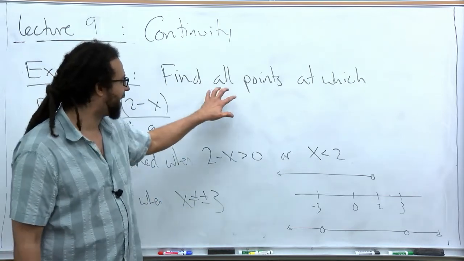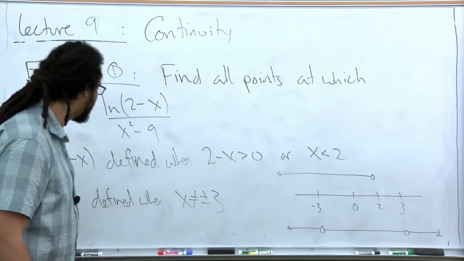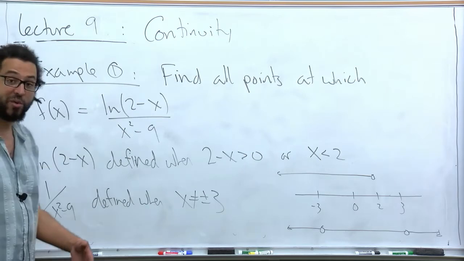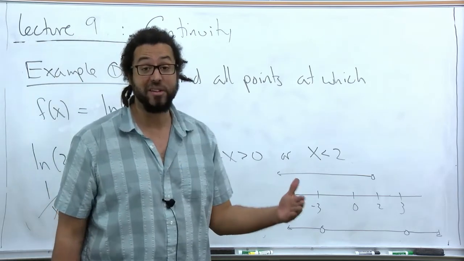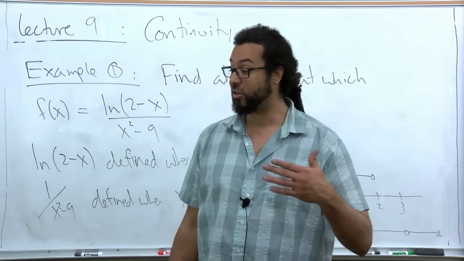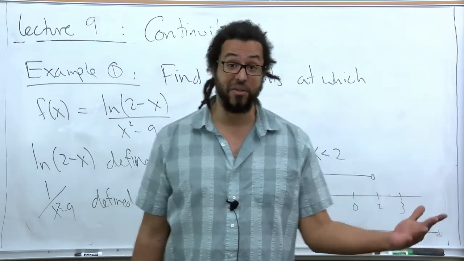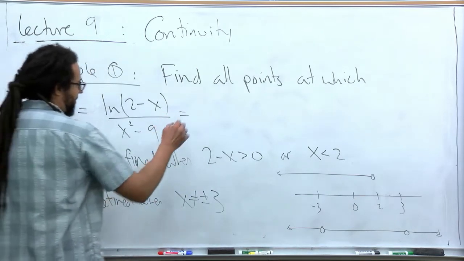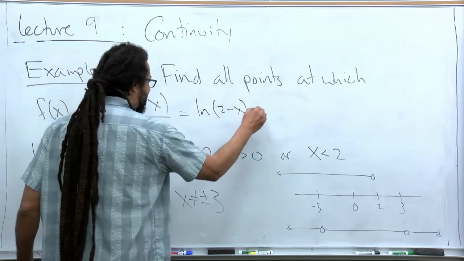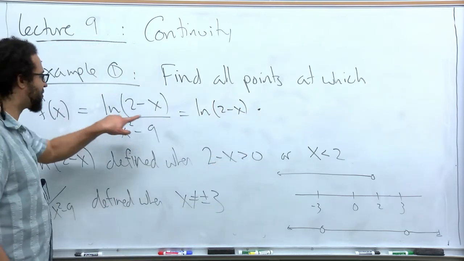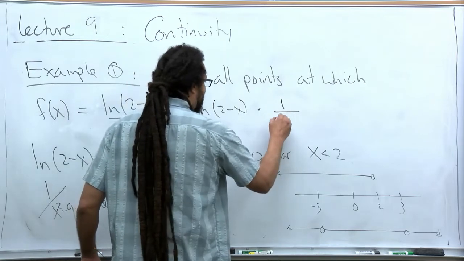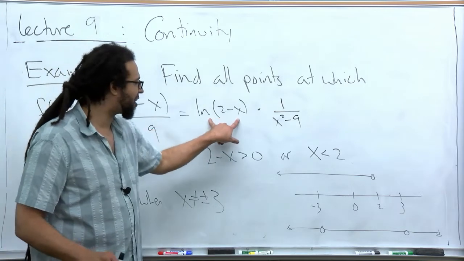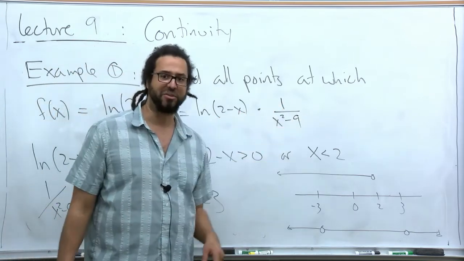But at least we can say at which points this function f is continuous. Again, the function natural log of 2 minus x over x squared minus 9 is an elementary function, so it's continuous everywhere on its domain. All we have to do is find the domain of this function. We can split this up as a product, and there are many ways to do this. I'm going to write this as natural log of 2 minus x times the function 1 over x squared minus 9. So this is a product: a logarithm times a rational function.